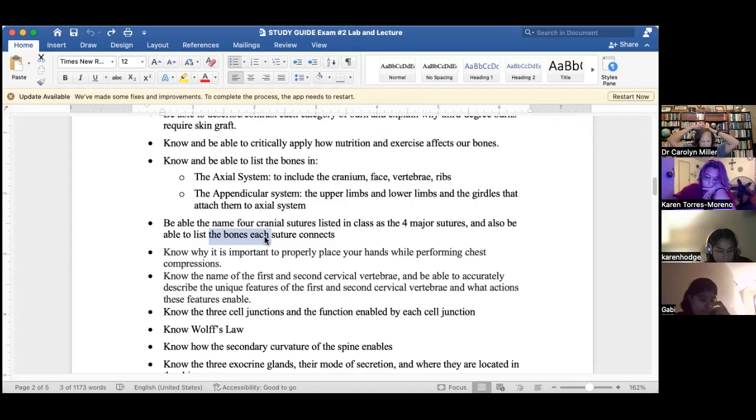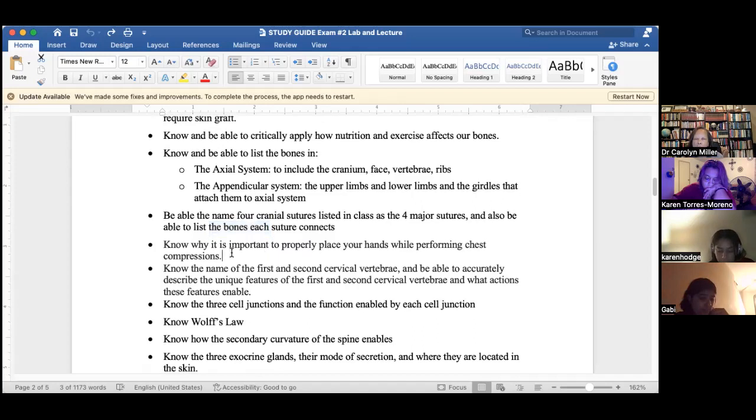You have the sagittal suture connecting the left and right parietal bones. You have the lambdoid suture connecting the occipital and parietal bones. And then you have the squamous suture connecting the temporal and parietal bones.